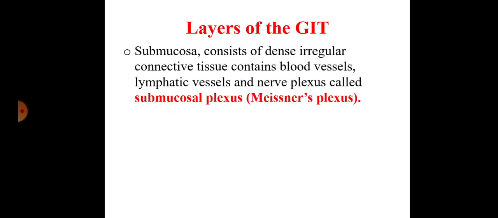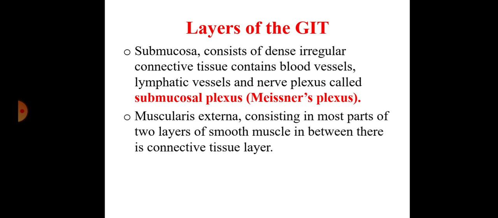Okay, deep to the mucosa is located the submucosa. This submucosa consists of dense connective tissue and contains blood vessels, lymphatics and nerves. The nerves here form a plexus known as submucosal plexus or Meissner plexus.